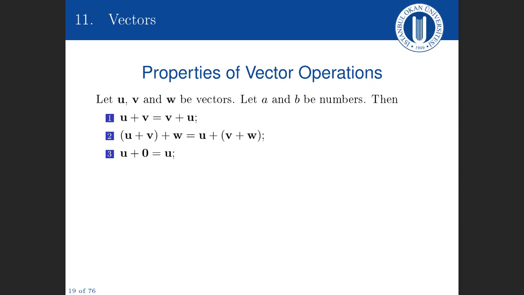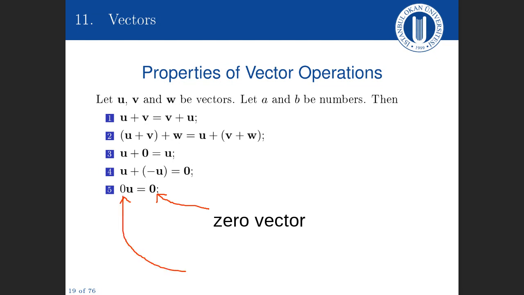U plus the 0 vector is always the vector u. U plus minus u is always the 0 vector. 0 multiplied by u is always the 0 vector. Now, let me pause here just to take note. The 0 on the right is the 0 vector. The 0 on the left, just here, this is not the 0 vector, this is the number 0. Moving on, rule number 6. 1u is equal to u. The number 1 multiplied by u is always u.